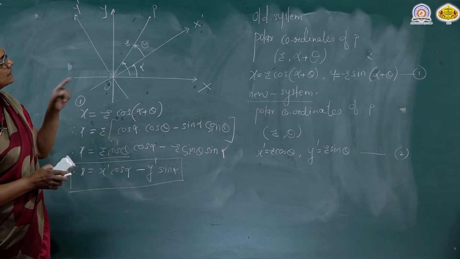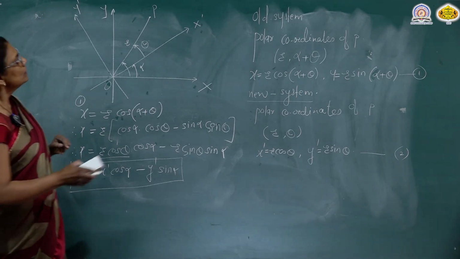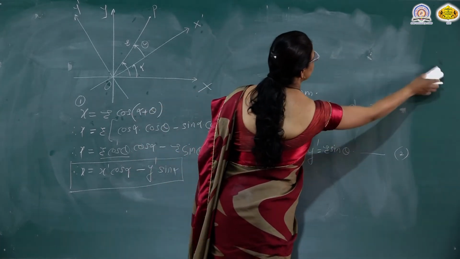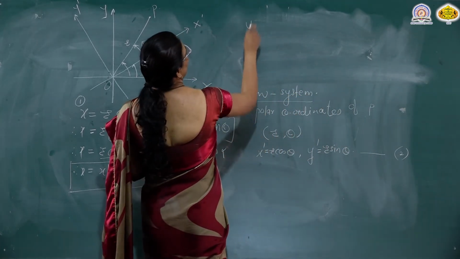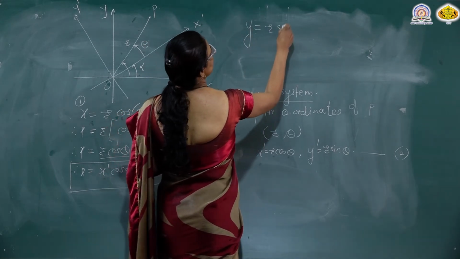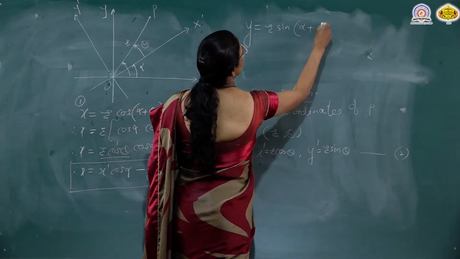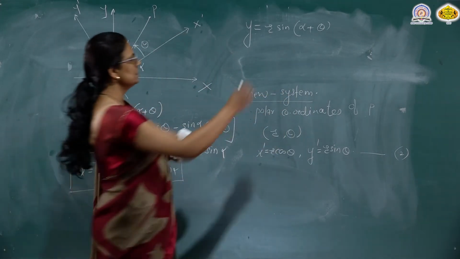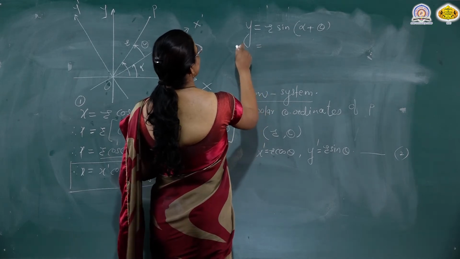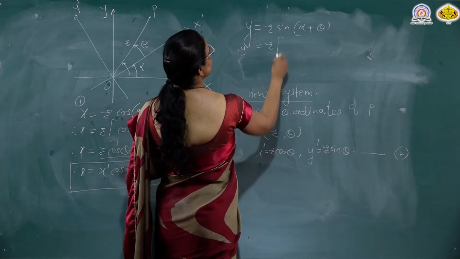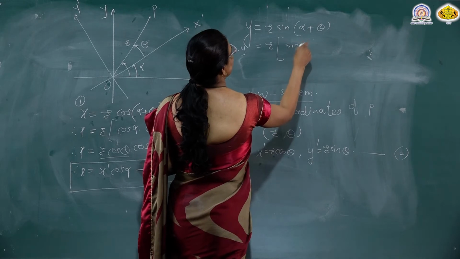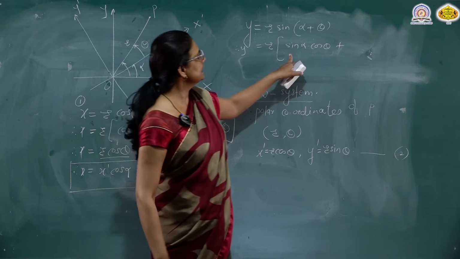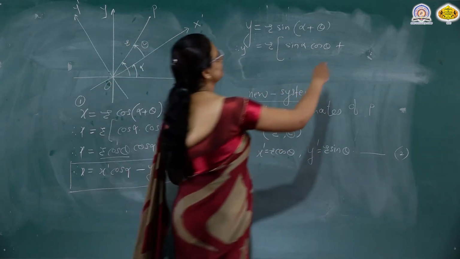Now similarly consider the second equation. So from the second equation, y is equal to r sin of alpha plus theta. So use the formula for sin a plus b. It can be written as, keep y as it is, r times sin alpha into cos theta plus sin theta cos alpha.